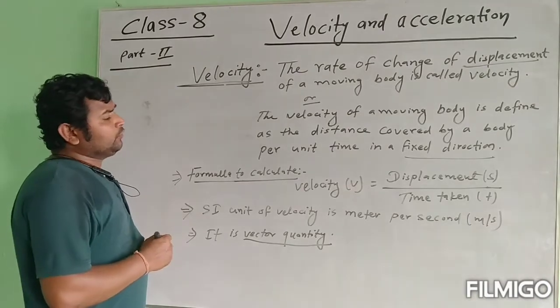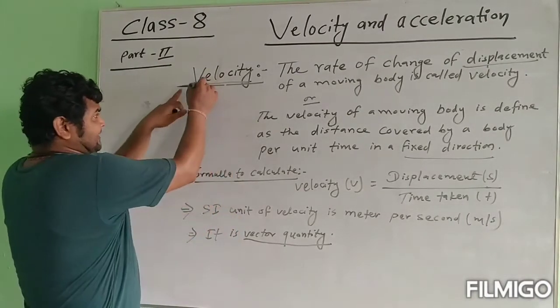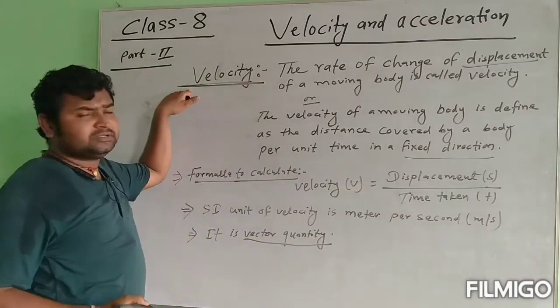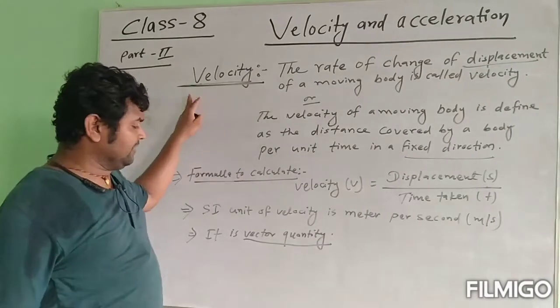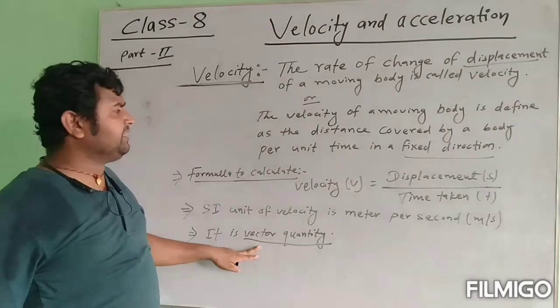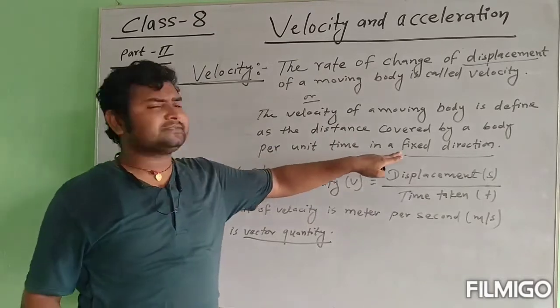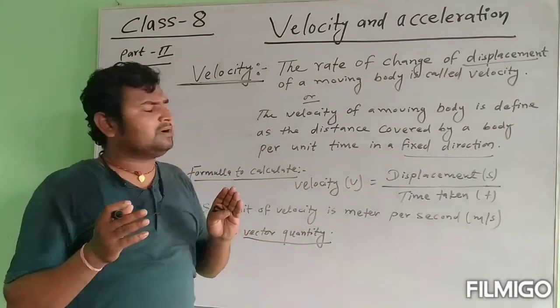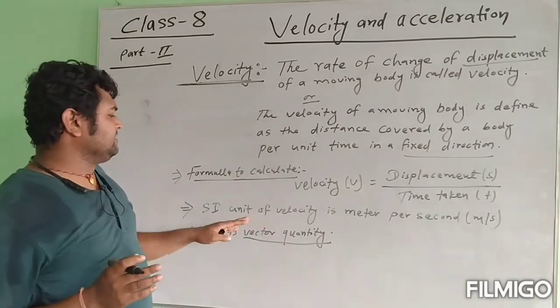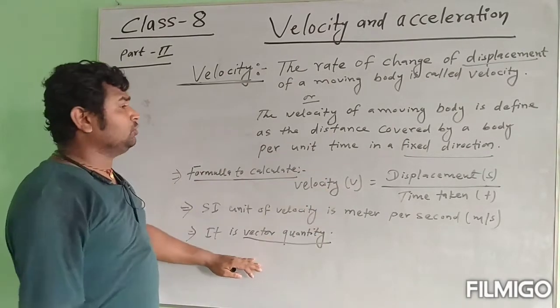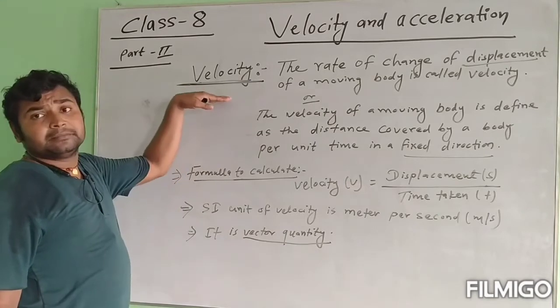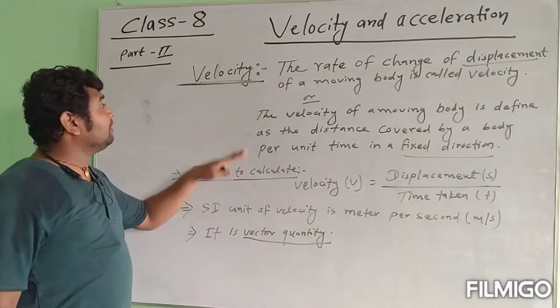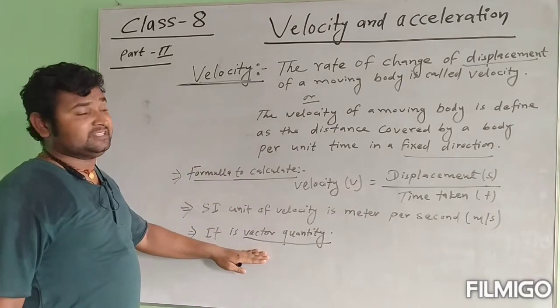Okay. So here we are discussing velocity. Is velocity a scalar quantity or a vector quantity? It is a vector quantity because it has a fixed direction. It means it has a mathematical value, that is the magnitude, and it has direction. So velocity is a vector quantity.